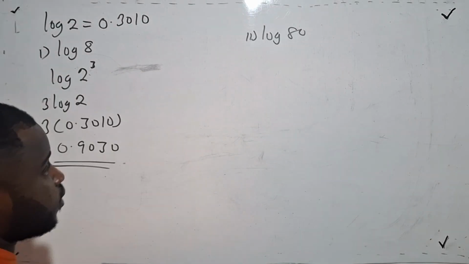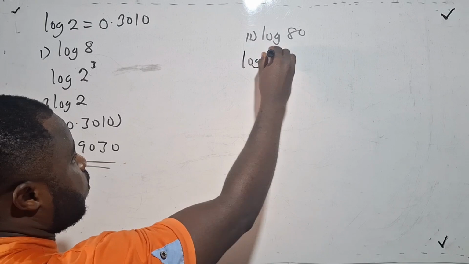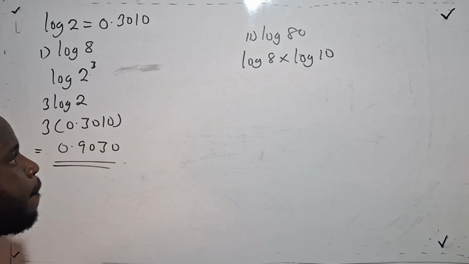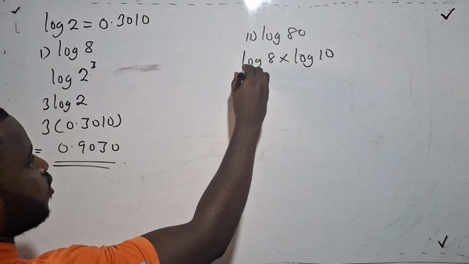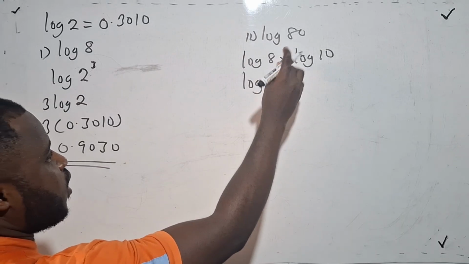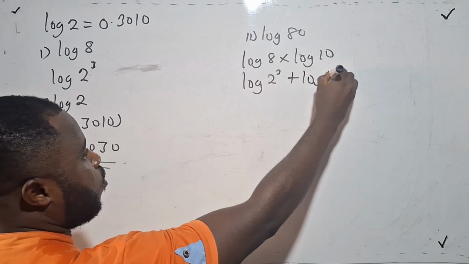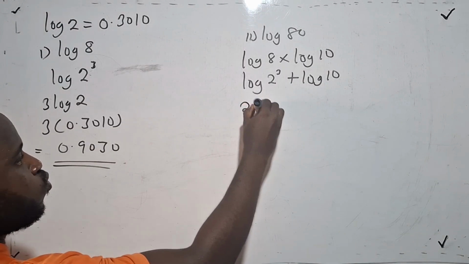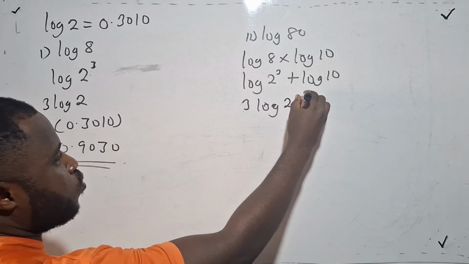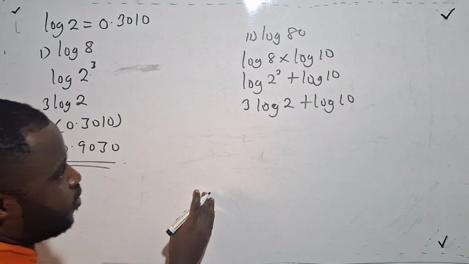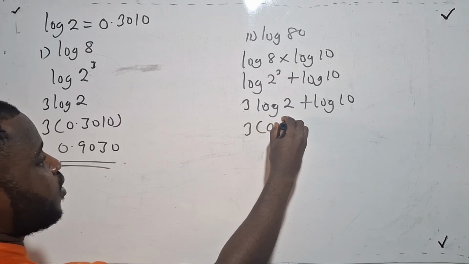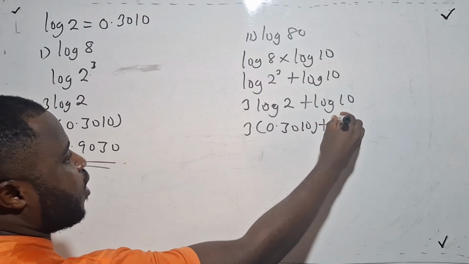The answer is yes. So we can have log 8 times log 10, for which I can express log 8 as log 2 raised to the power 3. They are multiplying. So log 10, I'll have 3 log 2 plus log 10. Follow closely. So this will multiply the log 2 value they have given us, 0.3010, plus 1.